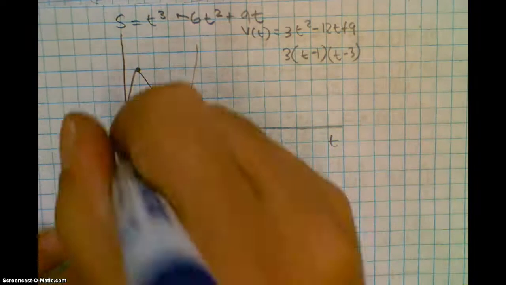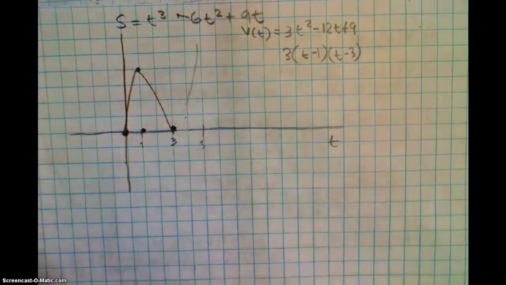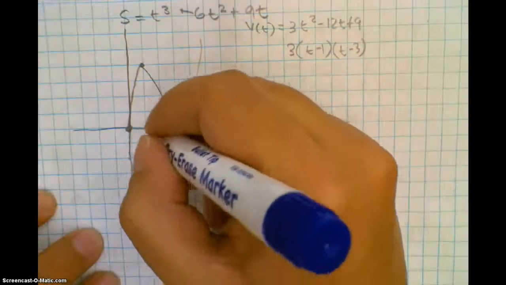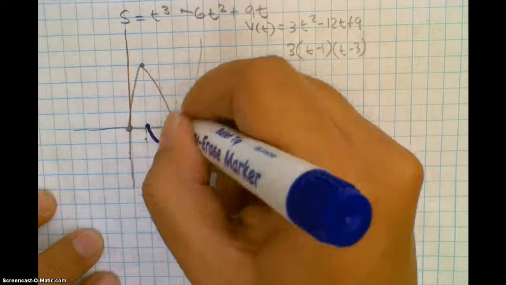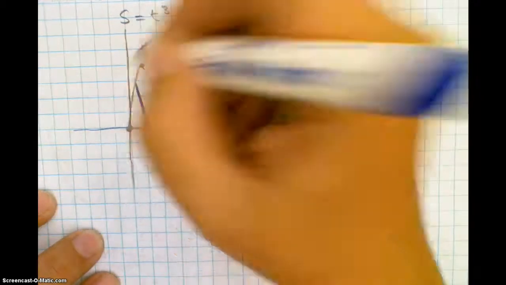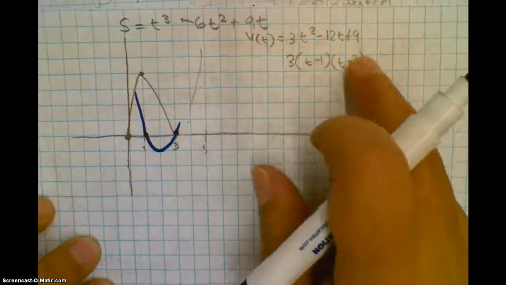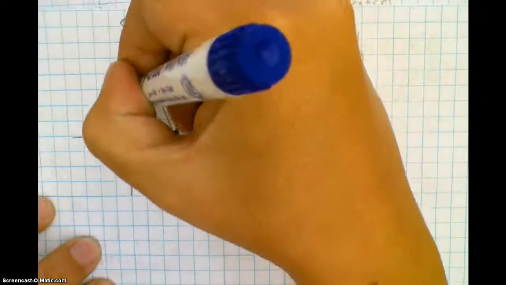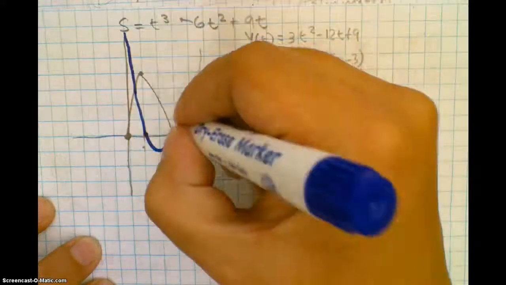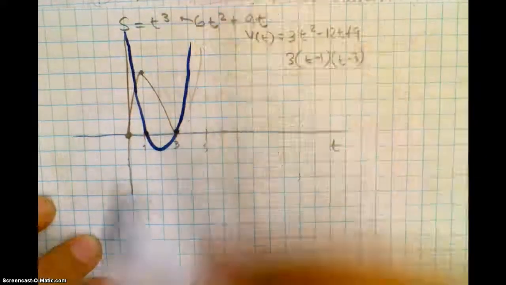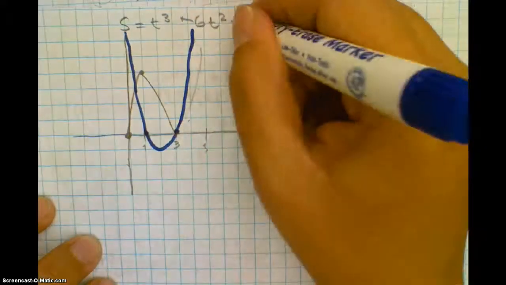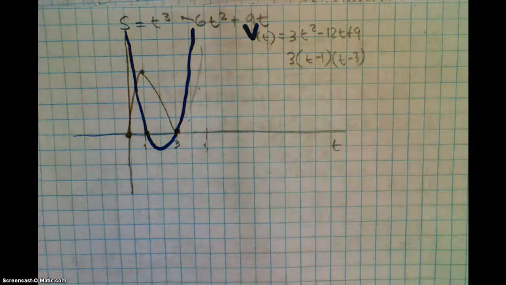So let me do it with blue. The zeros are right here, and you know it's a parabola, so it's going to go like this. And the y-intercept is 9, so it's going to intersect the y-axis at 9. And it's going to go like that. So that's v.